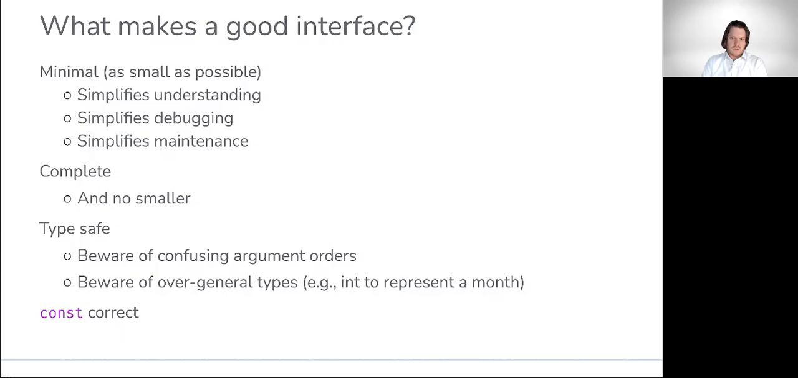And we're also going to attempt to avoid overgeneralized types, like using an integer to represent a month. A better approach would be to use some sort of enumeration to provide further clarification in terms of how we'd represent a month in our interactions with it.